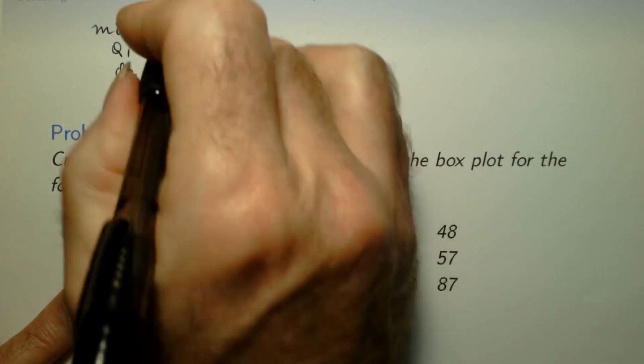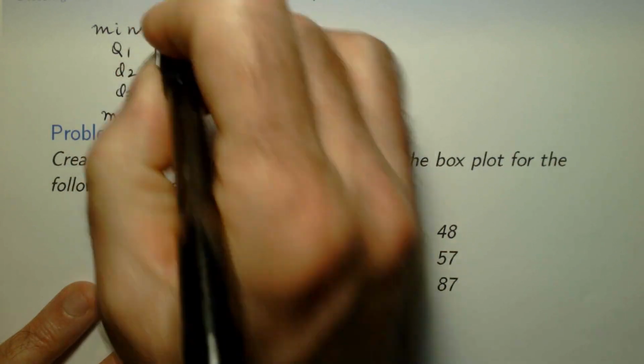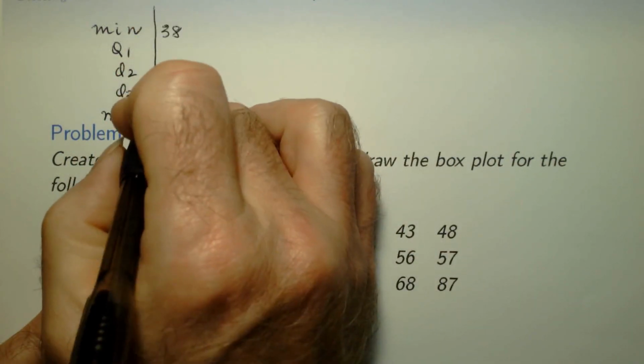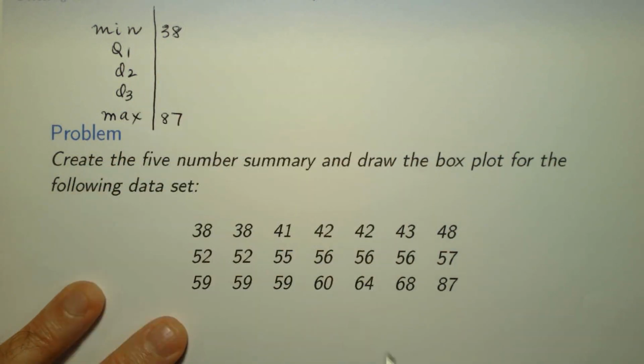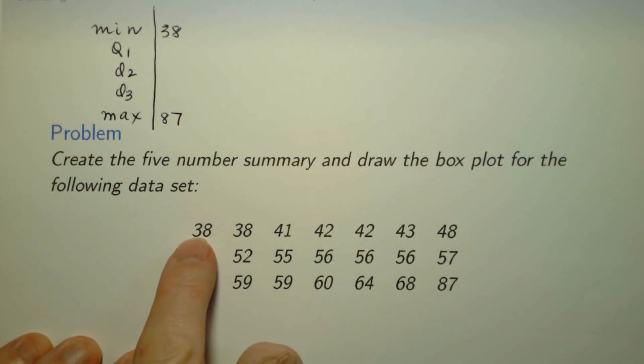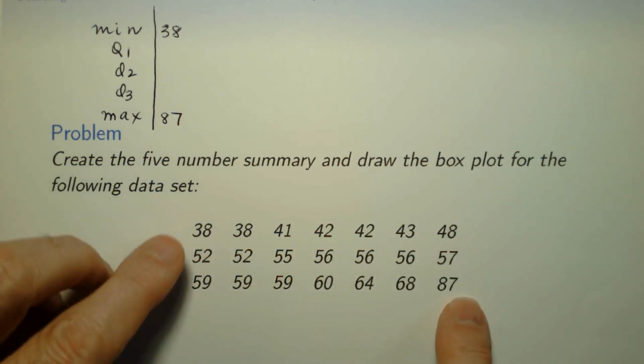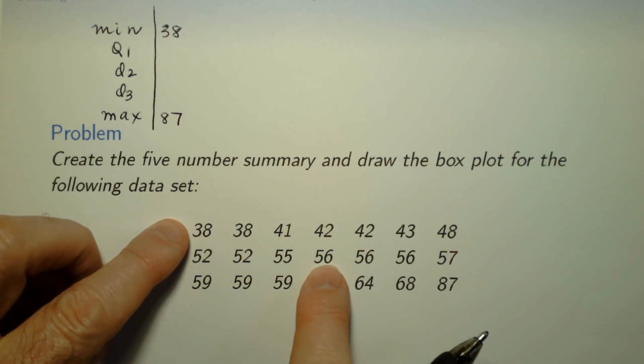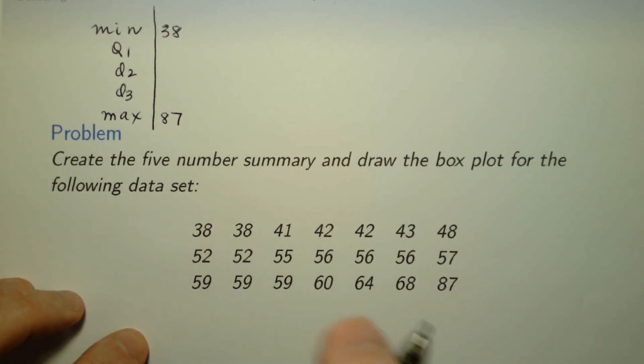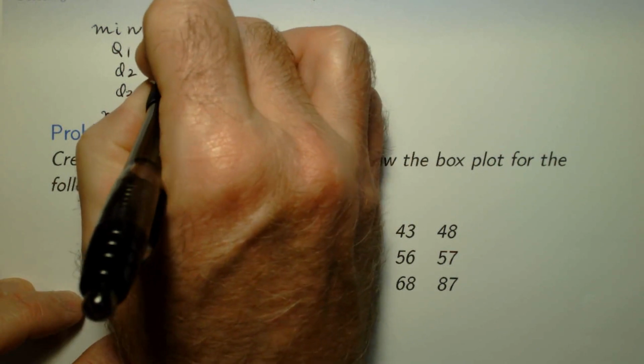We have to find the min, Q1, Q2, Q3, and the max. The min is easy, that's at 38. The max is at 87. The array is 7 columns and 3 rows, so there's 21 elements. And since it's odd, that means there will be a middle element sitting at position 11. So that's going to be 7, 8, 9, 10, 11. And you can see that that fits nicely right in the middle of this rectangular array. And so that's our median at 56.